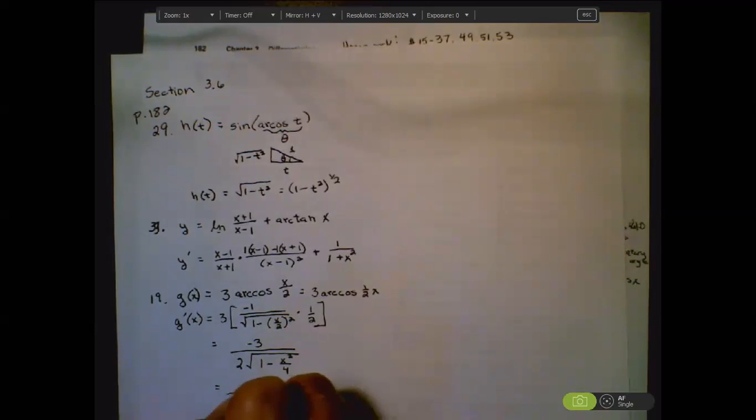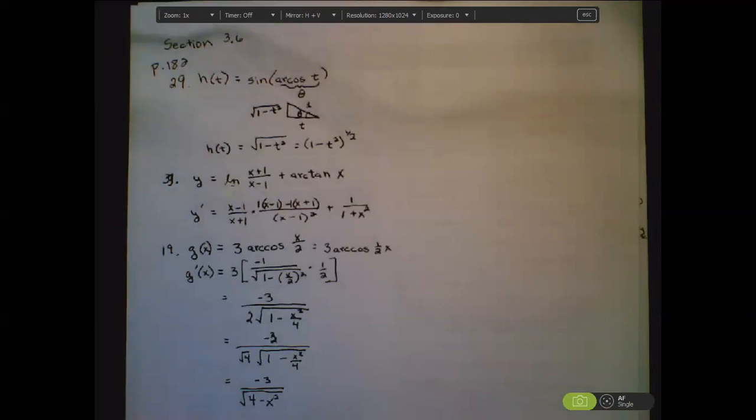Mm-hmm. And then you can say, when I multiply 2 radicals, I can multiply their radicands. I can say 4 times 1 is 4. And I can say 4 times the second fraction would just leave me -x squared. Is that okay now? Yeah. All right. What else?